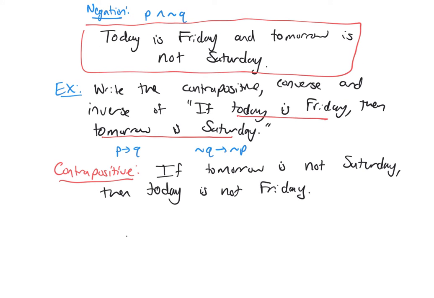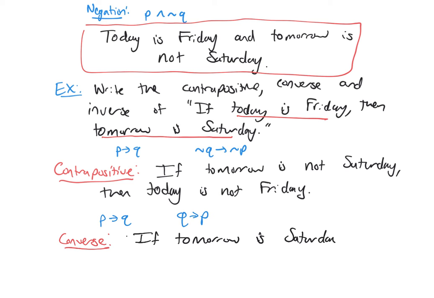Let's write the converse next. The converse. So for a conditional statement, the converse, you just flip them. If Q, then P. So you're not going to negate them this time. You're just going to switch the order. So if tomorrow is Saturday, then today is Friday.